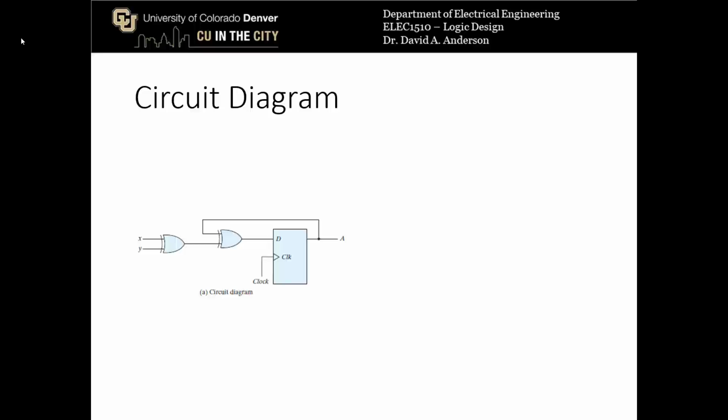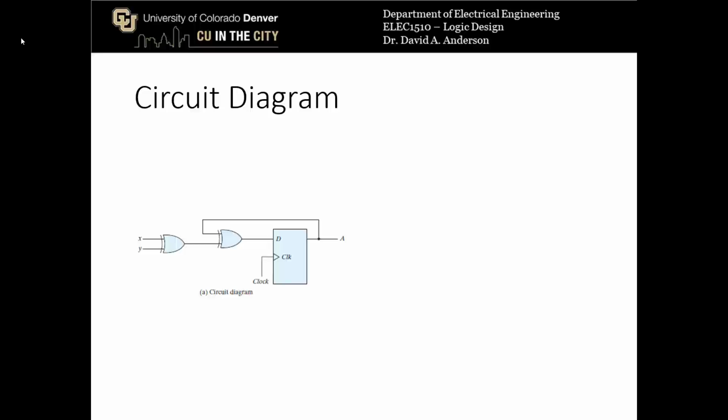The analysis of sequential circuits is essentially the backwards version of the design of sequential circuits. So we're going to start off with a circuit diagram and eventually work our way back to the state diagram to figure out what this circuit is actually doing and what purpose it could serve.